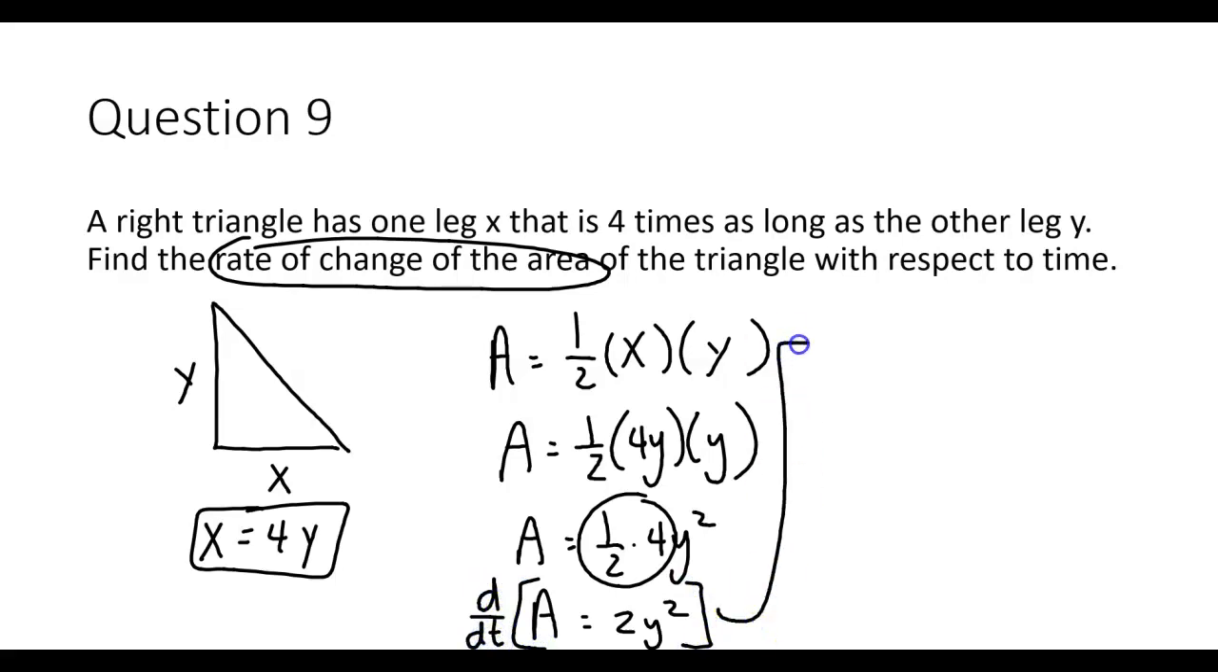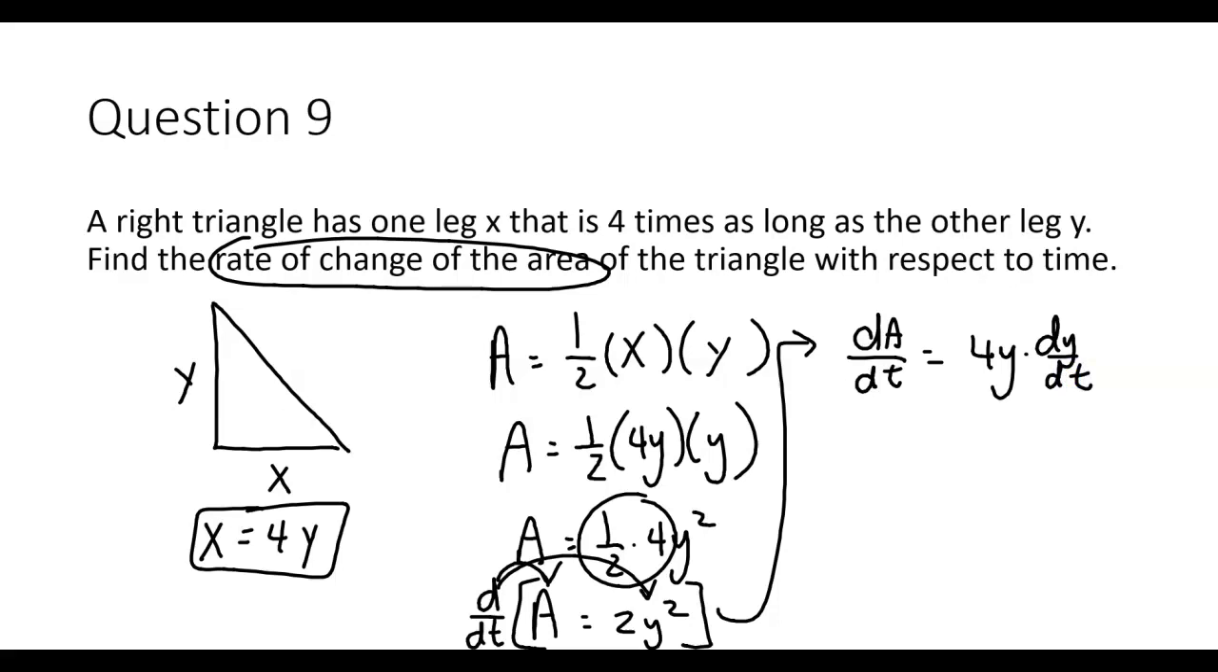Right? So the derivative of A with respect to t is dA/dt. The derivative of this, we're going to do the power rule. And then we're going to do the chain rule because it's implicit differentiation. And there's that. And that's about as far as we're going to go with it.